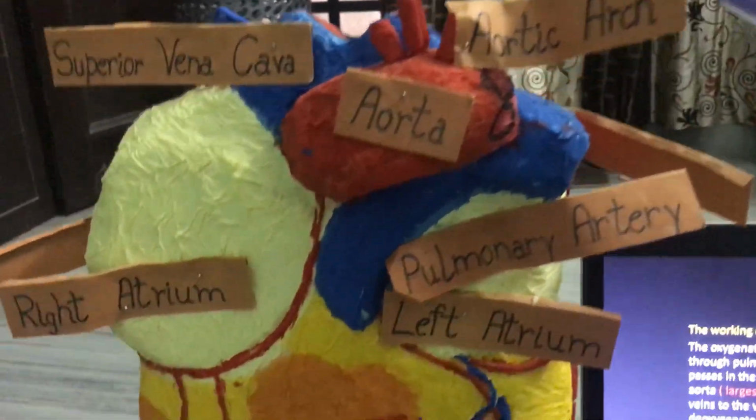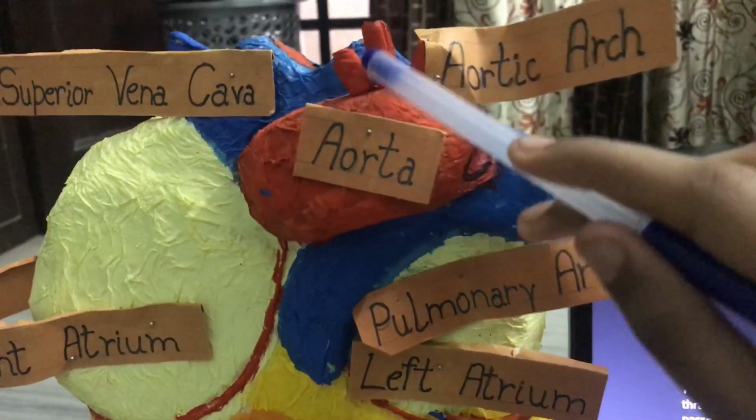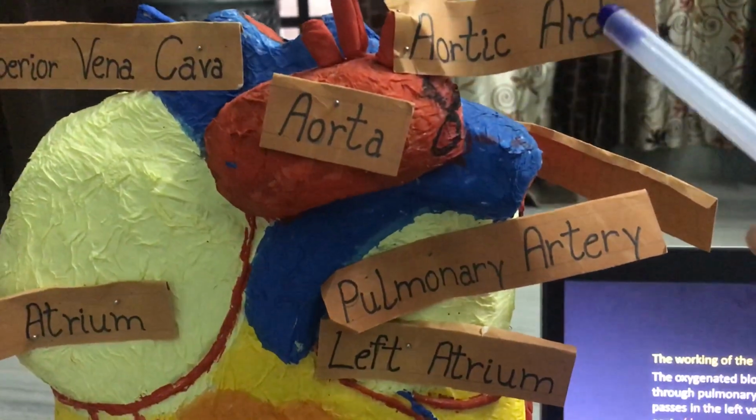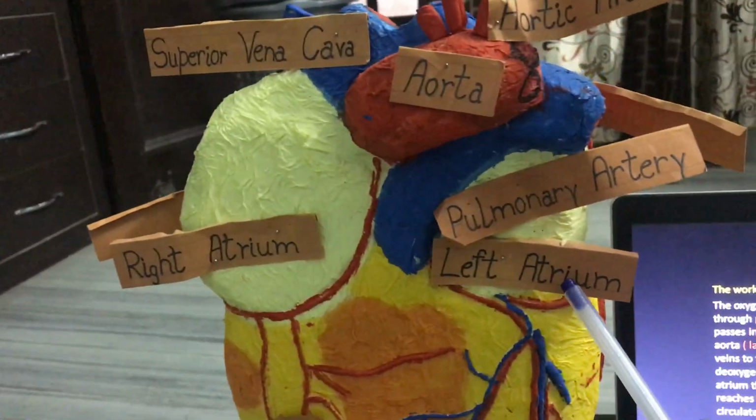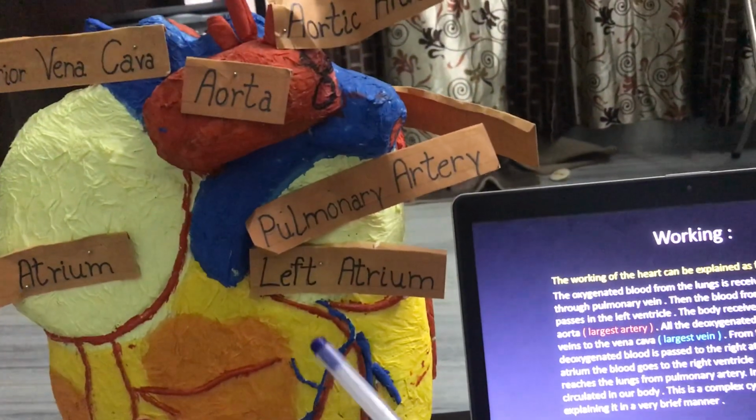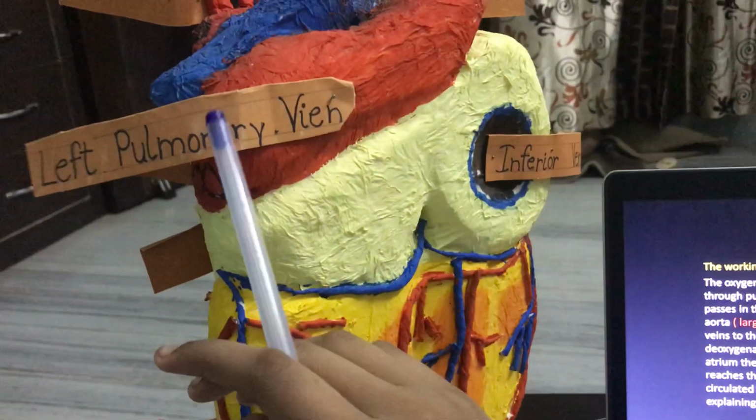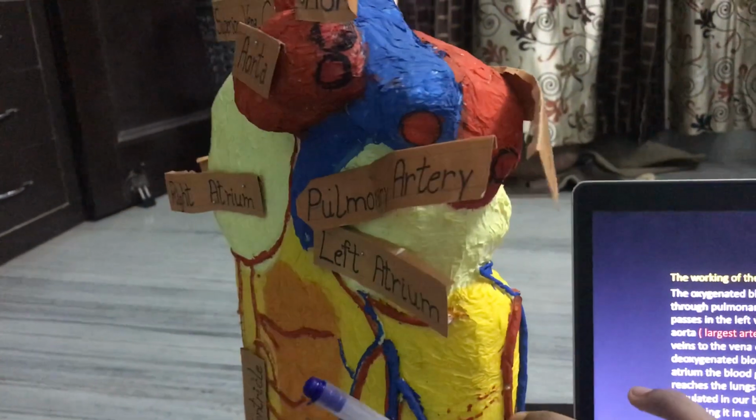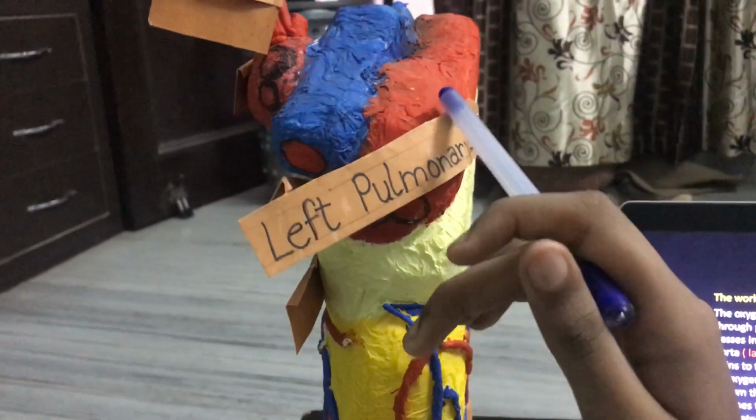So see here, the biggest artery known as aorta and the small arteries coming out of it known as aortic arch. Then the four chambers, right atrium, left atrium, right ventricle, left ventricle. Now let me explain to you the concept of pulmonary artery and pulmonary vein. Actually in the heart, the pulmonary artery carries deoxygenated blood like a vein and the pulmonary vein carries oxygenated blood like an artery.